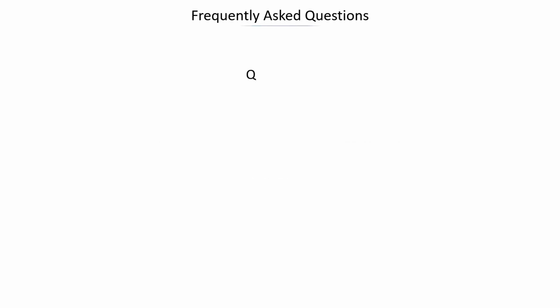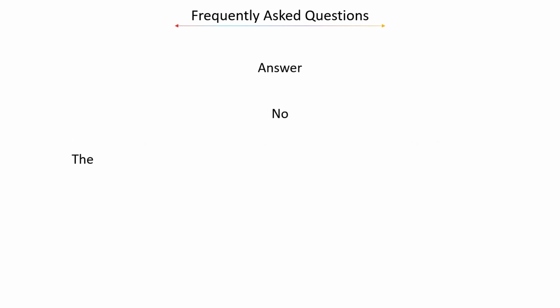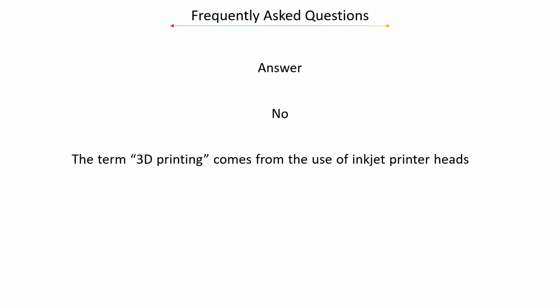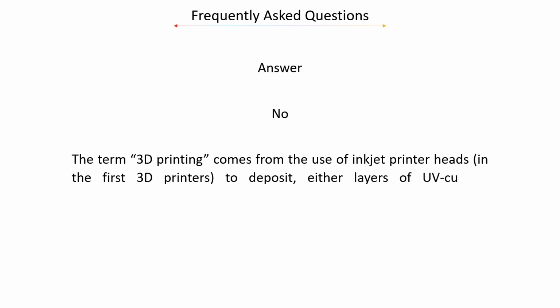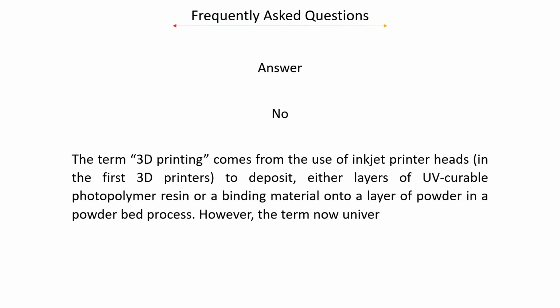Some frequently asked questions related to this topic are being shared with you along with the answers. Question 1. Is there a difference between 3D printing and additive manufacturing? No. The term 3D printing comes from the use of inkjet printer heads in the first 3D printers to deposit either layers of UV curable photopolymer resin or a binding material onto a layer of powder in a powder bed process. However, the term now universally encompasses all additive manufacturing technologies.